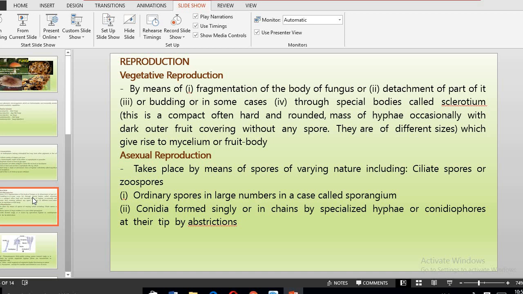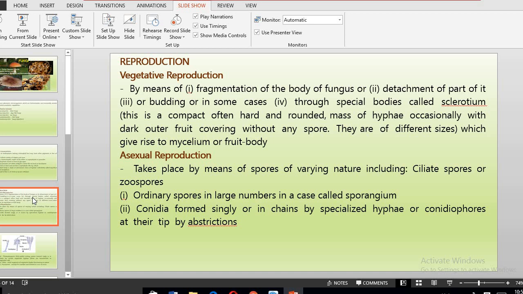So vegetative reproduction in fungi can either be via fragmentation, where a portion of the body breaks off and develops into a new organism, a new fungi. You can have a portion of the fungi detaching from the main body, and then you can also have, in some cases, just budding on a portion of the fungal body.